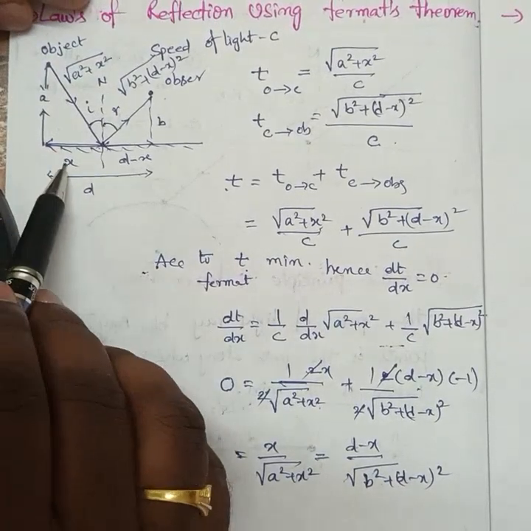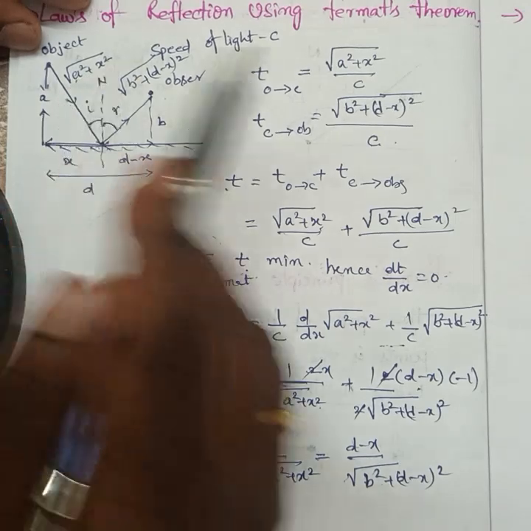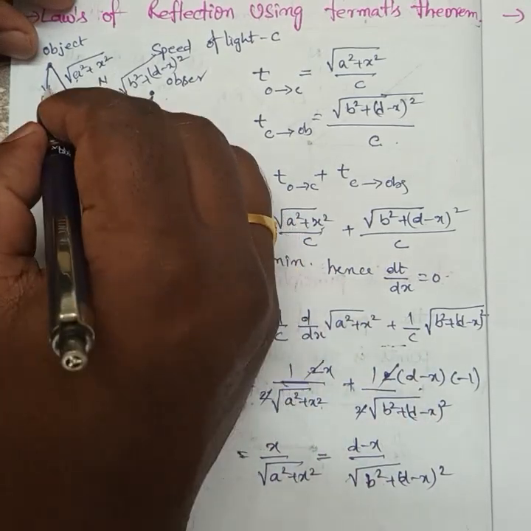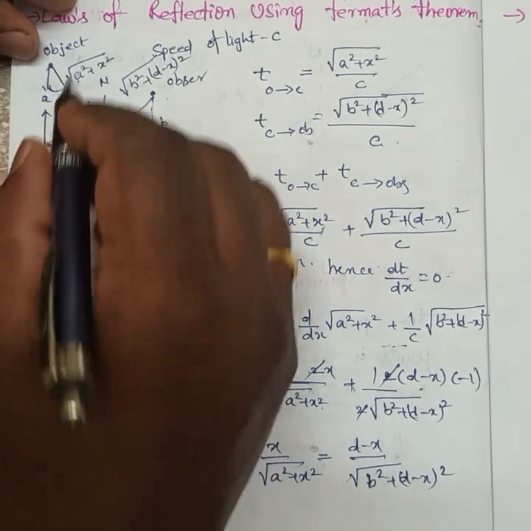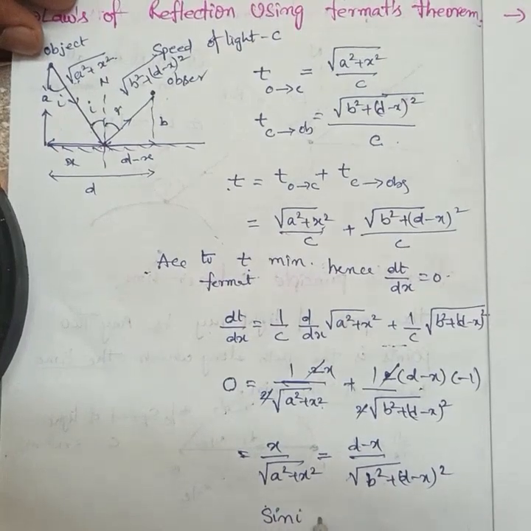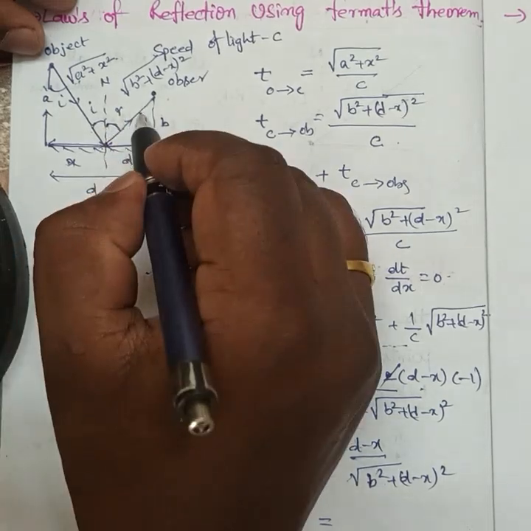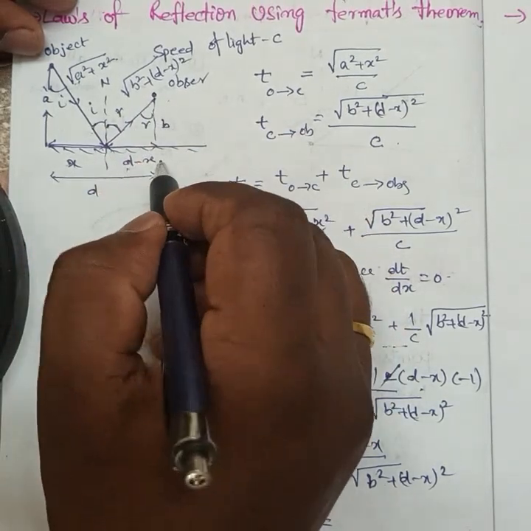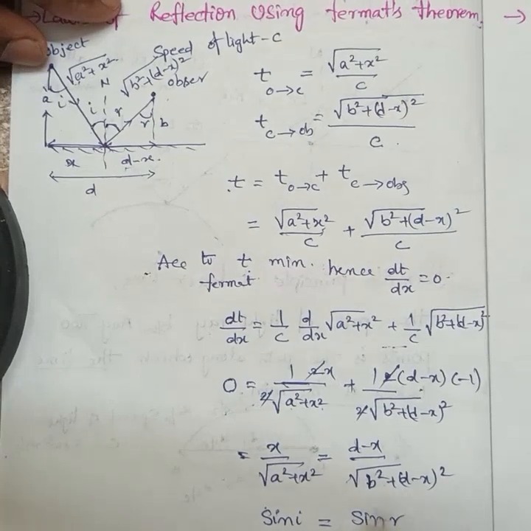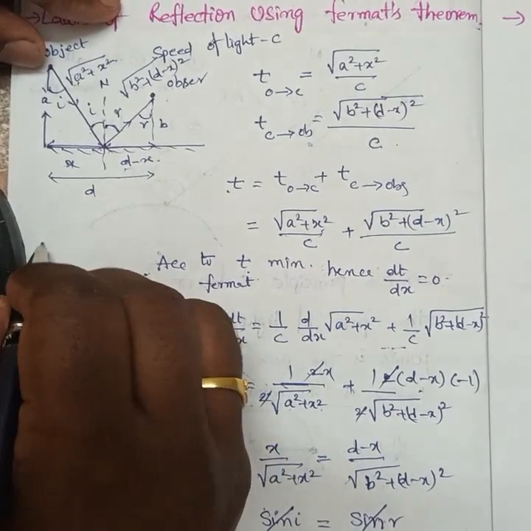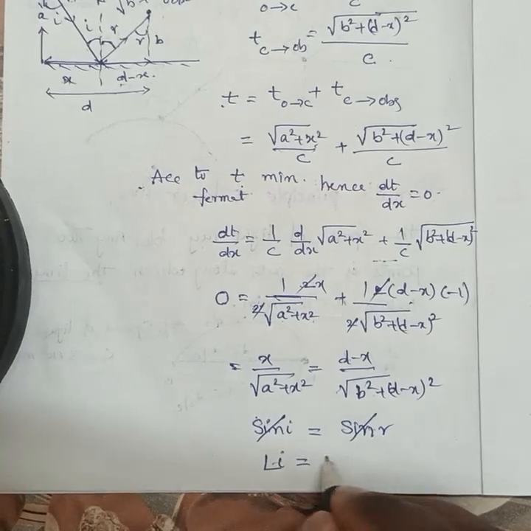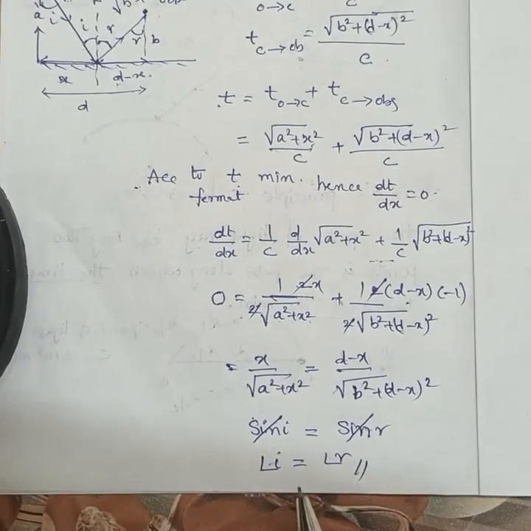From the diagram, x divided by under root x square plus a square is the sine of the angle of incidence i. Therefore, x divided by under root a square plus x square is sine i. This must equal, with the angle r, (d minus x) divided by under root b square plus (d minus x) whole square, which is nothing but sine r. So sine i equals sine r, hence we get the angle of incidence equal to the angle of reflection. That is the basic law of reflection.